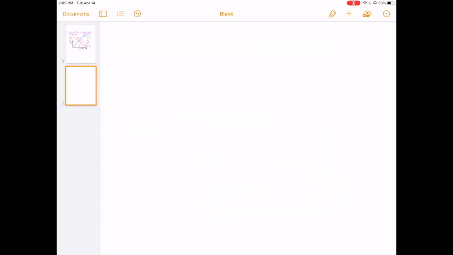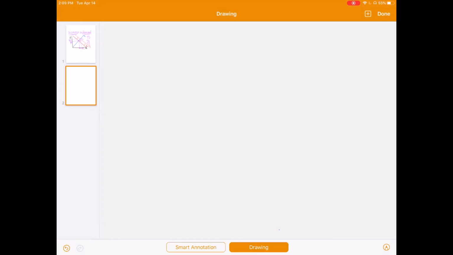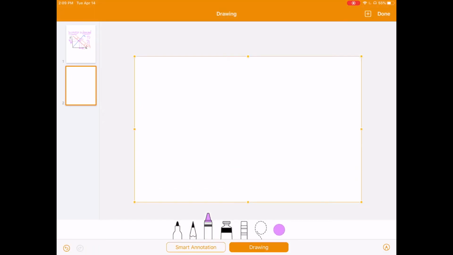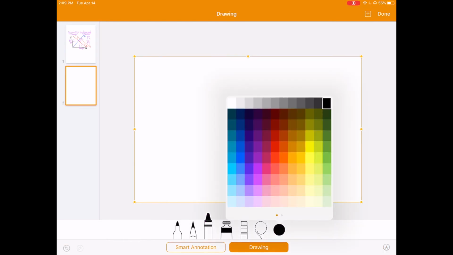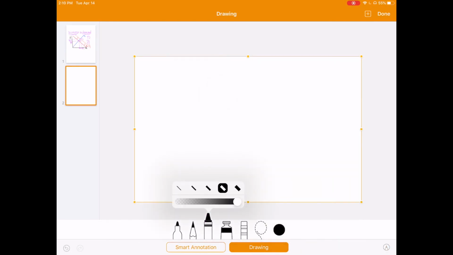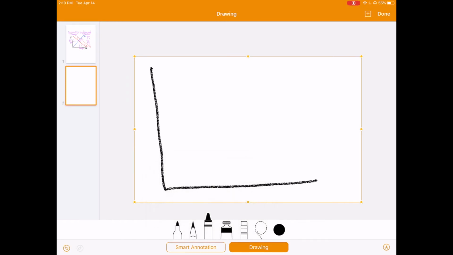We're going to go to page 2. We're going to do a new drawing. All right, so where do I start? I start with my P's and Q's. So I'm going to draw price and quantity. Here's quantity, here's price.